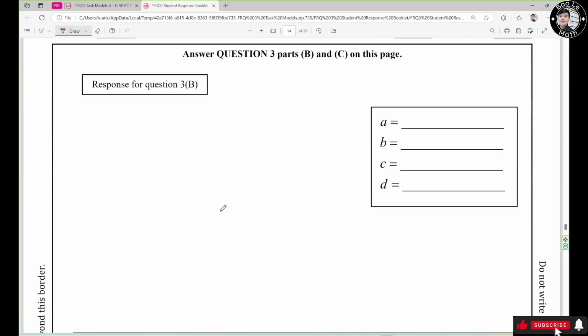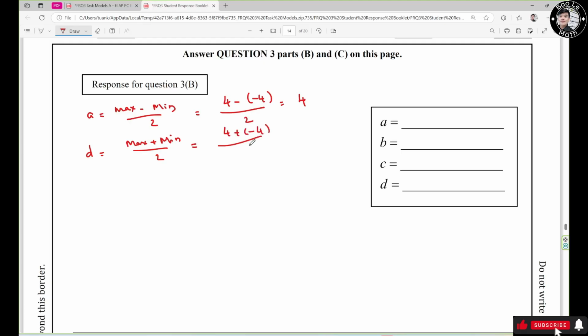Now let's move on to the second one. We need to solve for A, B, C, and D. A means maximum subtract minimum, divided by 2. So it's going to be 4 subtract negative 4, divided by 2. So it's going to be 4. Now we need to find the midline. D equals maximum plus minimum, divided by 2. So it's going to be 4 plus negative 4, divided by 2. It's going to be 0.